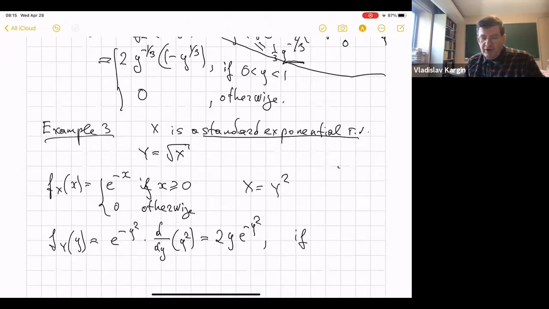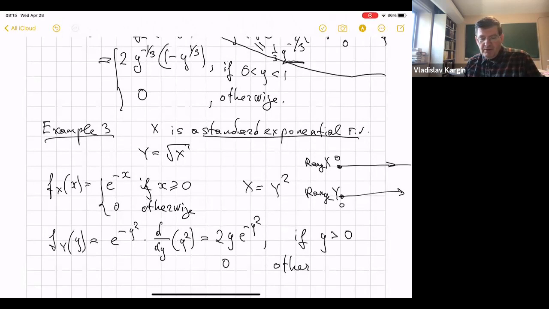And after that you see how this range of x maps. So range of x is all numbers greater than 0. So if you take a square of them, it will still be mapped to all numbers greater than 0. So the range of y is the same, from 0 to infinity. So this is the formula if y is greater than 0, and 0 otherwise. And so this is it.